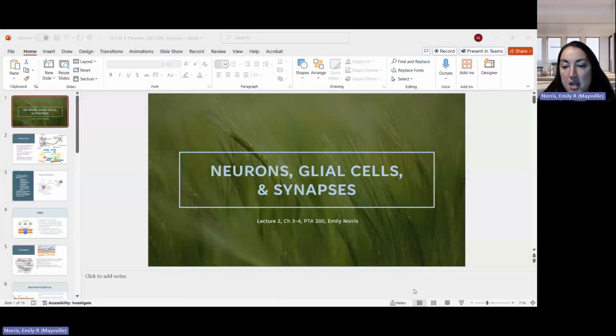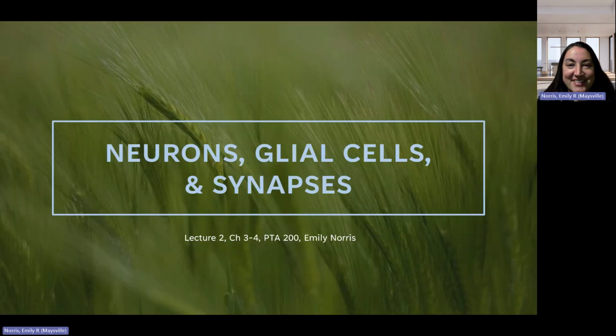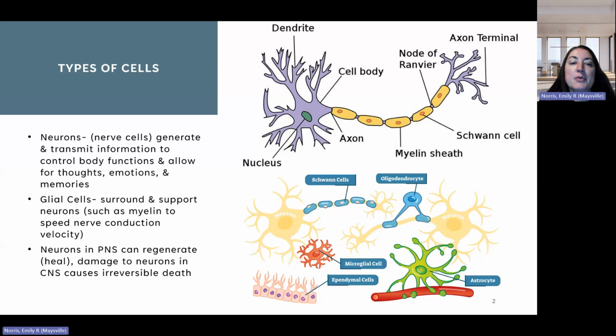So we are going to talk about neurons, glial cells, and synapses today for our neuroanatomy class. So types of cell. Neurons are nerve cells. They generate and transmit information to control body functions, allow for thoughts, emotions, and memories. Glial cells surround and support neurons. Myelin is an example of a glial cell, and it helps increase the nerve conduction velocity.